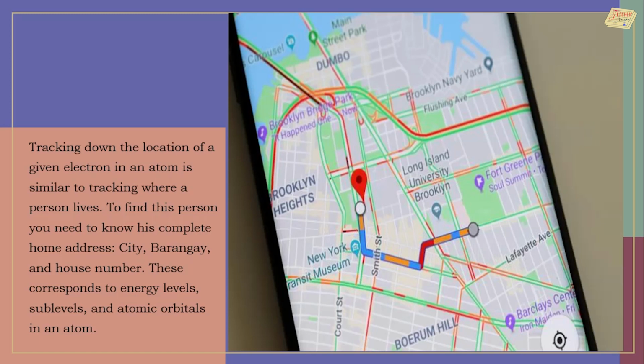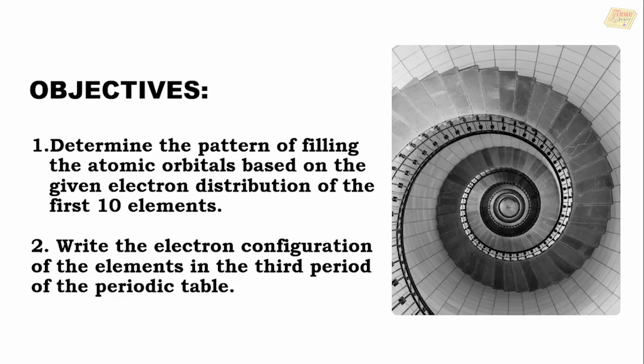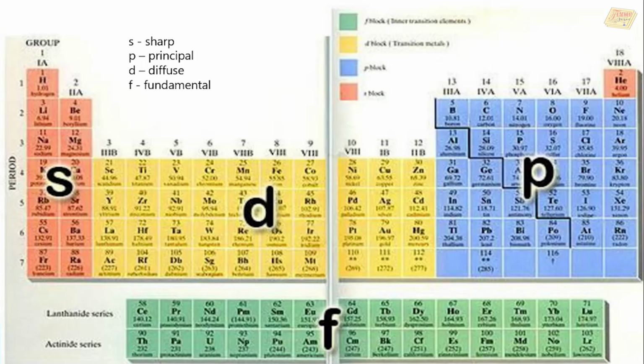Now, tracking down the location of a given electron in an atom is similar to tracking where a person lives. To find this person, you need to know his complete home address: the city, barangay, and house number. This corresponds to energy levels, sub-levels, and atomic orbitals in an atom. The objectives of this video: one, determine the pattern of filling the atomic orbitals based on the given electron distribution of the first 10 elements. Second, write the electron configuration of the elements in the third period of the periodic table.